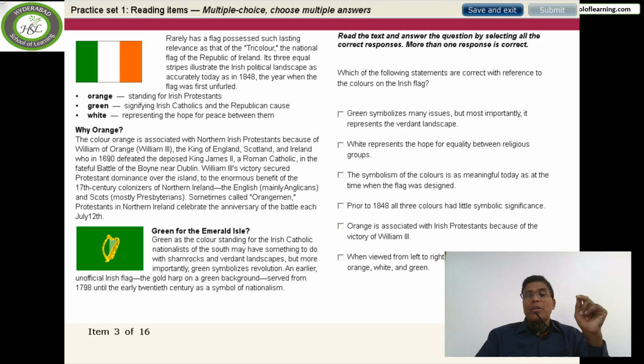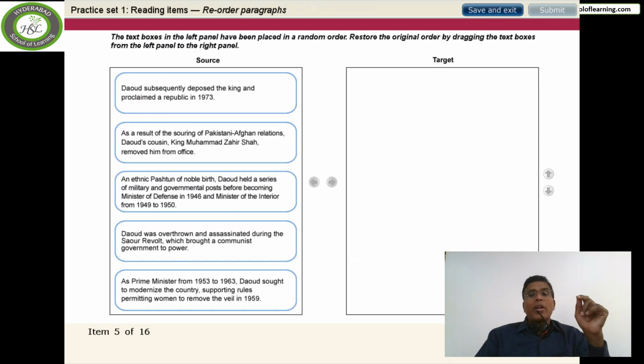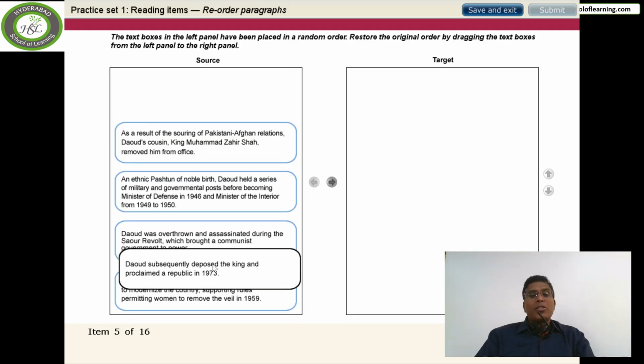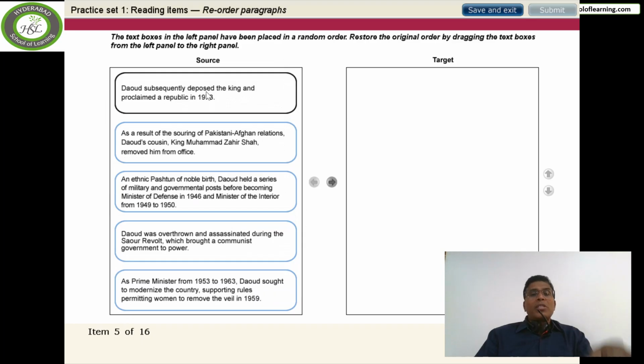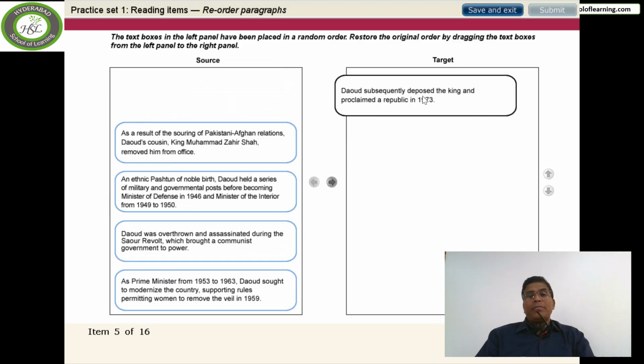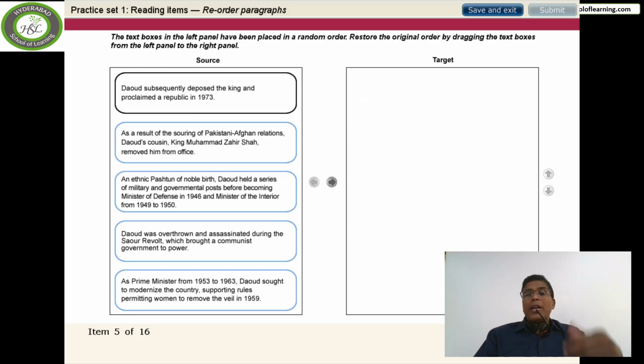You may get around two questions. Then comes reordering the paragraph, which means a paragraph is jumbled here. Sentences in a paragraph are jumbled, and we are supposed to sequence these sentences from the left side to the right side by dragging them. And you get two questions for sure, sometimes three also.